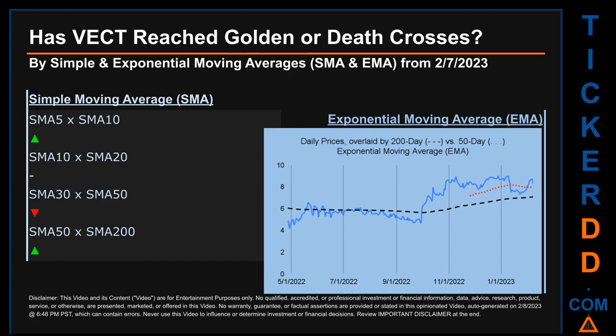Has VECT price reached golden or death crosses? Golden cross and death cross are basic signals that compare average prices across two specified trade day ranges, a short-term versus a long-term range. For example, 5-day versus 10 trade days. Essentially, a golden cross is a bullish signal. It appears when a ticker's short-term moving average crosses above its long-term average. Vice versa, a death cross is a bearish signal when the short-term crosses below its long-term moving average.